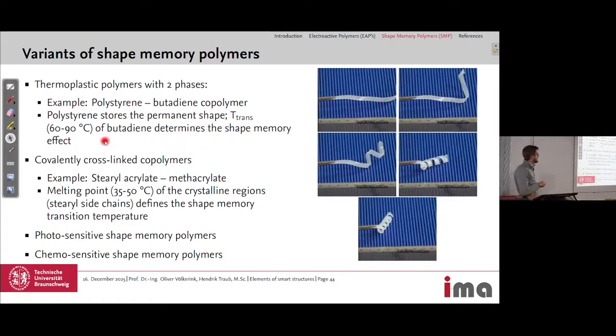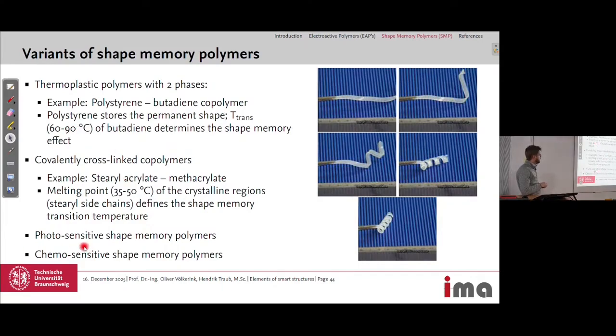And another example would be covalently cross-linked copolymer, for example, stearyl-acrylate methacrylate, melting point 35 to 50 degrees of the crystalline regions, and this defines then the transition temperature, so far lower transition temperature compared to the first material.